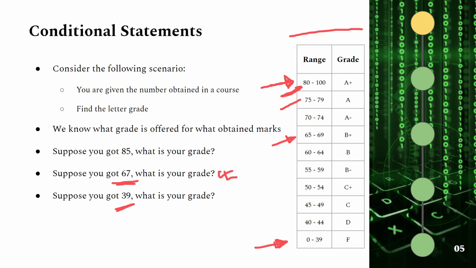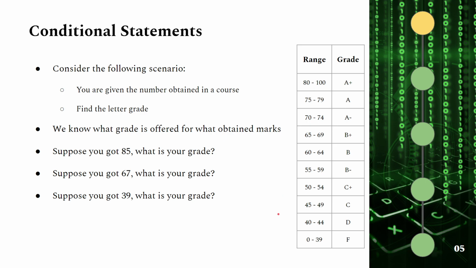No, my range is not over here too. Then I will go to 70 to 74. No, my marks is not in this range too. Then I will check 65 to 69. Okay, my marks is in this range. So what is the grade for this range? B plus. Okay, I got B plus. So this is how I will work it out.